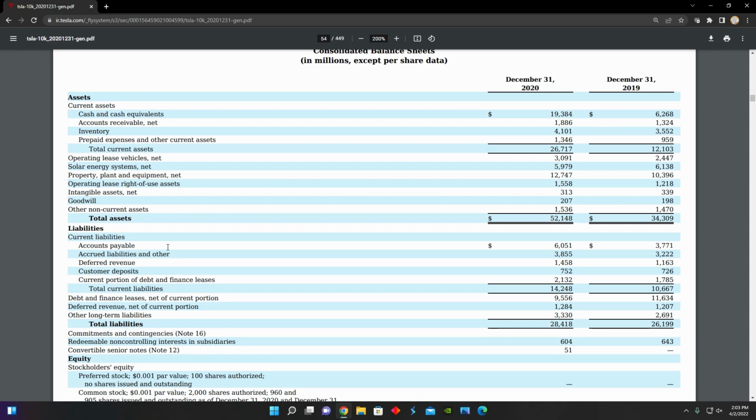With accounts payable, that is essentially when a business owes money to their suppliers. So it's basically the exact opposite of accounts receivable. As I touched on in the first video, accounts receivable is when a business is owed money from their customers. If we were to look at a customer's balance sheet, then the accounts receivable that Tesla is owed by that customer would be recorded as the customer's accounts payable, if that makes sense.